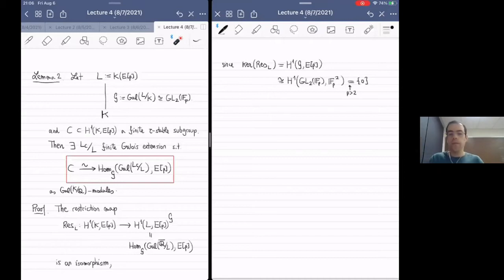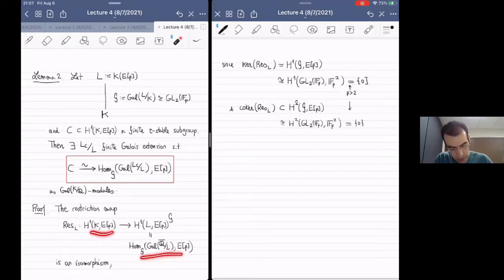So this uses that P is odd. And similarly, the cokernel is going to inject into some H2 of G, E[P]. But again, by the same reasoning, this is the same as H2 now, of GL2 of F_P, with coefficients in F_P squared. And because P is odd, this is also 0. So this map is an isomorphism, and it's not surprising that if you fix a subgroup of this, it will now define a subgroup here that will correspond to a subspace of Homs here, and the Galois extension that you need to take will just be the one that is cut out by all the Homs that you get on the right hand side. So once you have this isomorphism, the lemma follows quite readily.